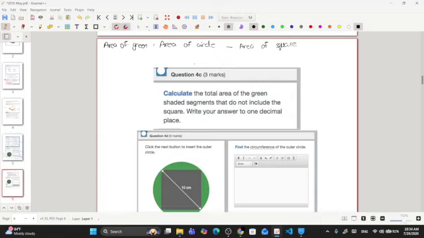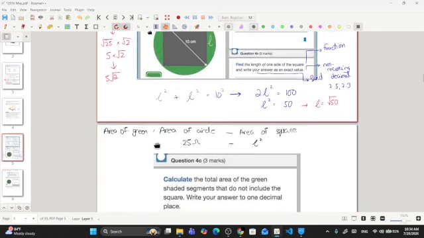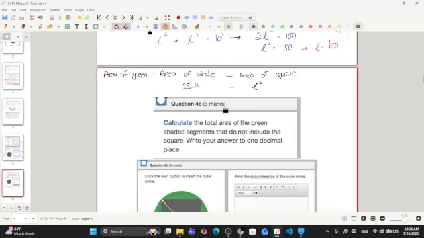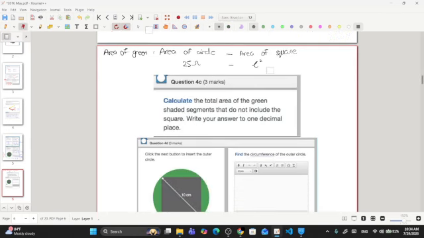So I know that the area of the circle is going to be 25 pi, as we calculated in the very first part. And the area of the square should be equal to L squared. But we just found the value of L squared in the previous part. We knew that L squared is equal to 50. So the area of the green region is essentially 25 pi minus 50.